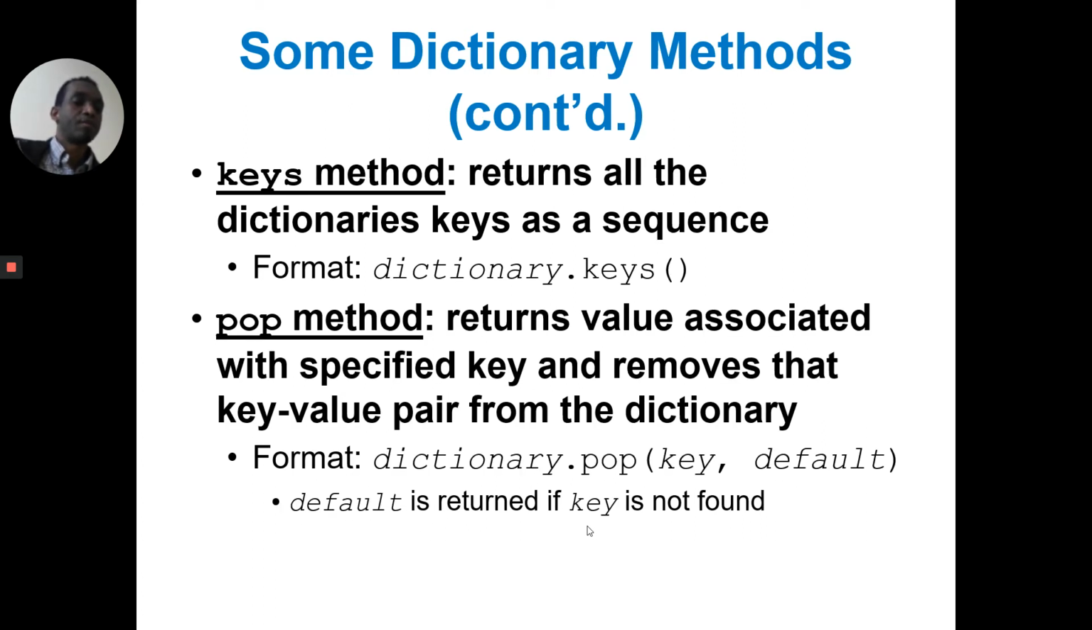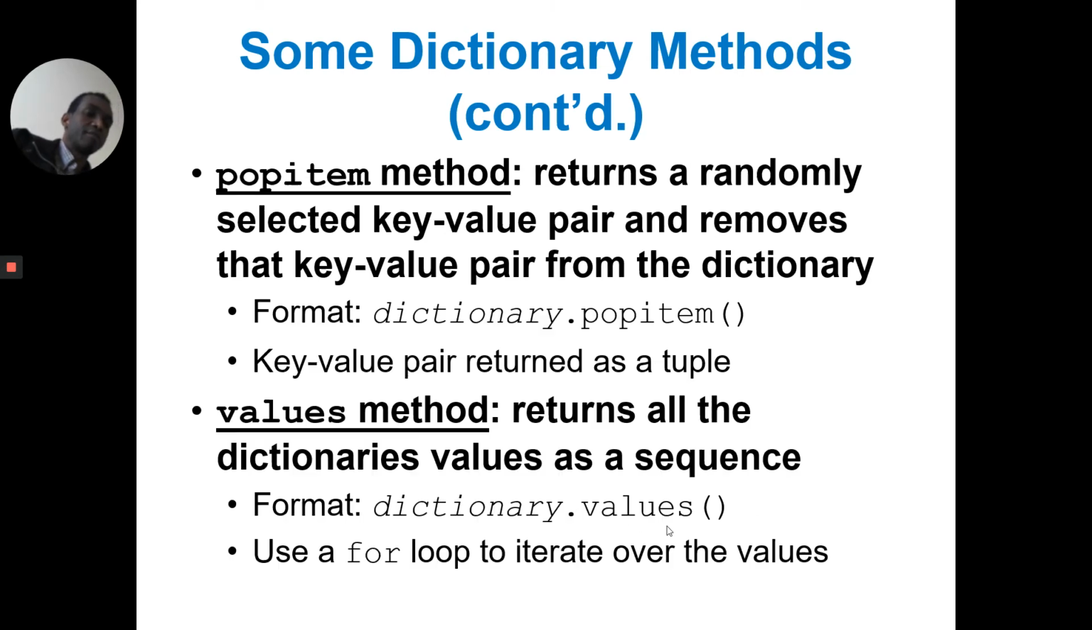You have the keys method. It returns all the dictionary keys as a sequence. The format is dictionary.keys. You have the pop method, which returns a value associated with a specific key and removes that key-value pair from the dictionary. The format is dictionary.pop, and then key, comma, default. The default is returned if the key is not found.